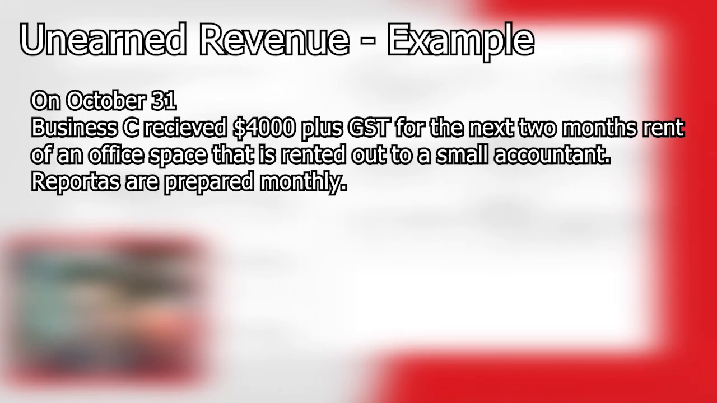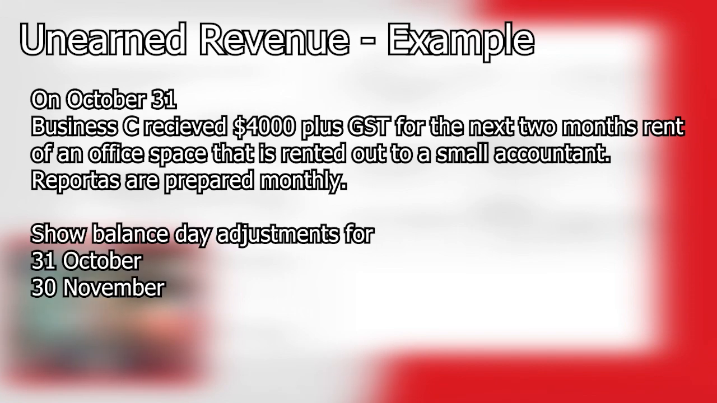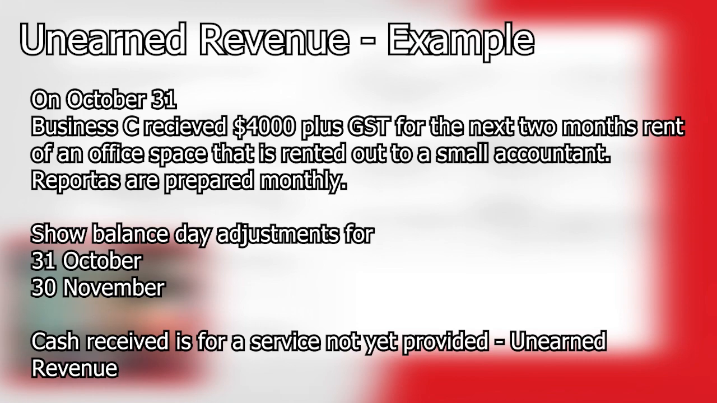Our first example is looking at unearned revenues. On October 31st, Business C received $4,000 plus GST for the next 2 months rent on an office space that they rent out to a small accountant. The reports are prepared monthly. So we're going to show the balance day transactions on both the 31st of October and the 30th of November. We've received cash for a service yet to be fulfilled. That would be unearned revenue.